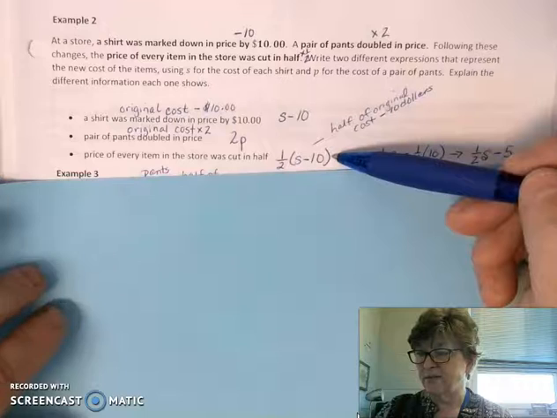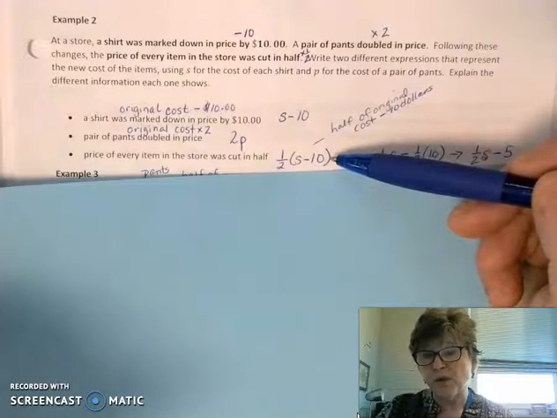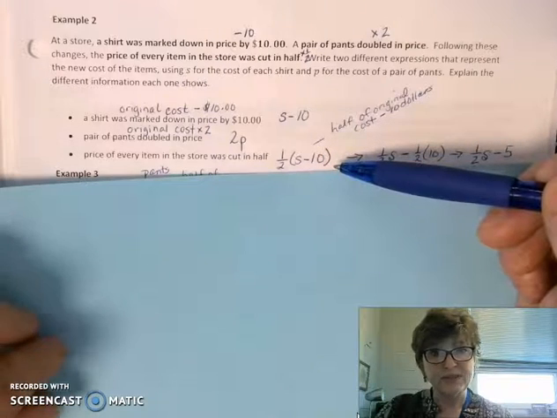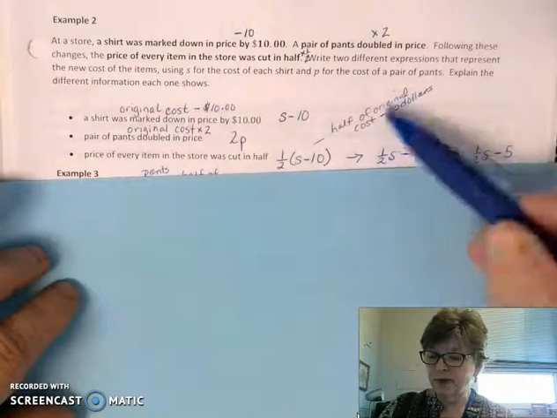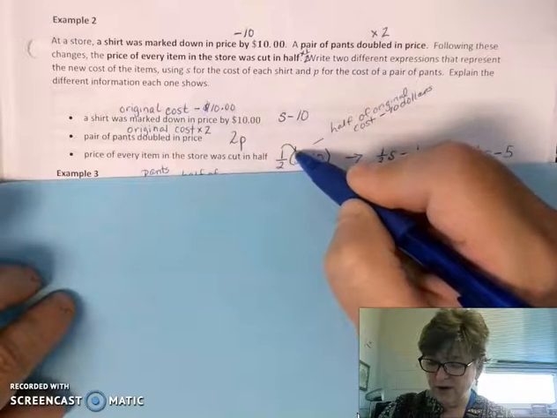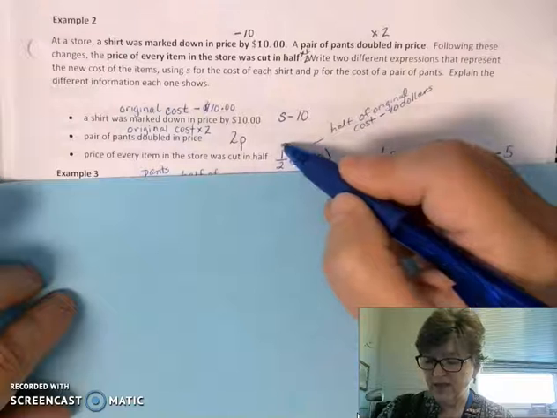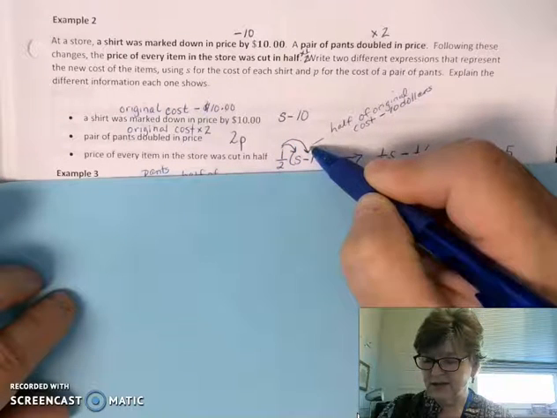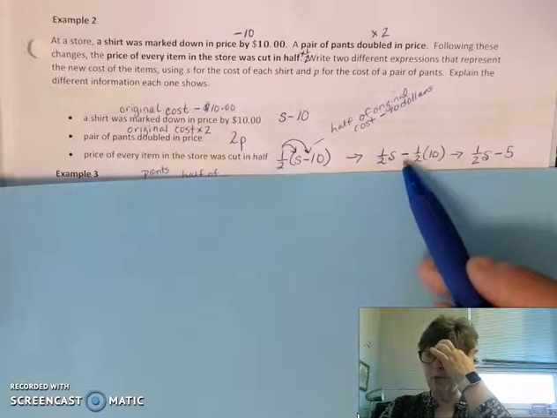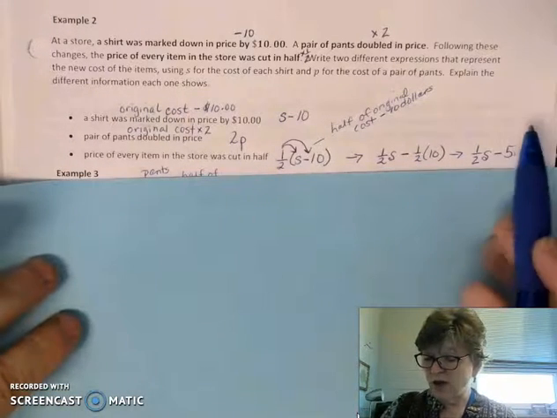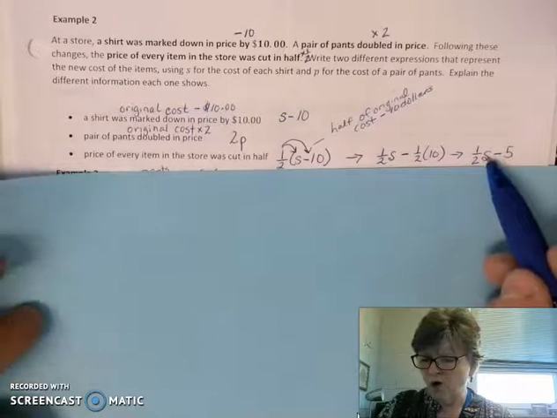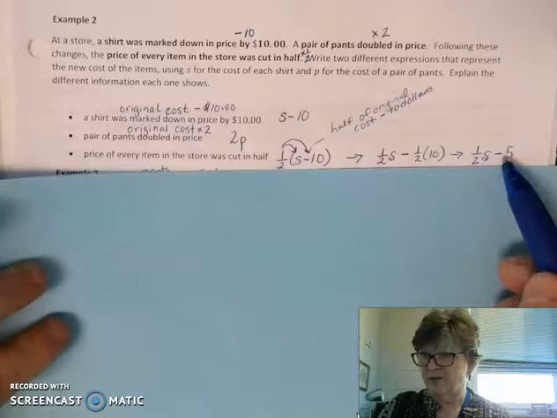(S minus 10). But we know that we use that distributive property to make sure that we break it down even further and eliminate that parentheses. So it becomes 1/2 times S, because we distributed 1/2 times S, and then 1/2 times -10. So -1/2, so you kept that operation in place. And so now the new cost is 1/2 of the original cost minus $5.